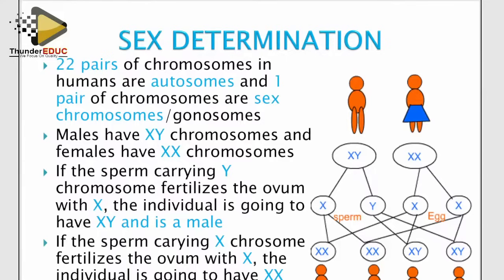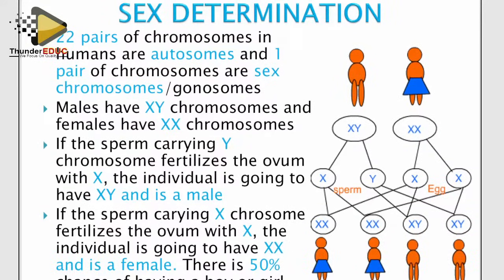Sex determination. Here, when you talk about sex determination, you just describe basically a karyotype. Nothing else. 22 pairs of chromosomes in female are autosomes. From 1 to 22 is autosomes. The 23rd pair is gonosome.